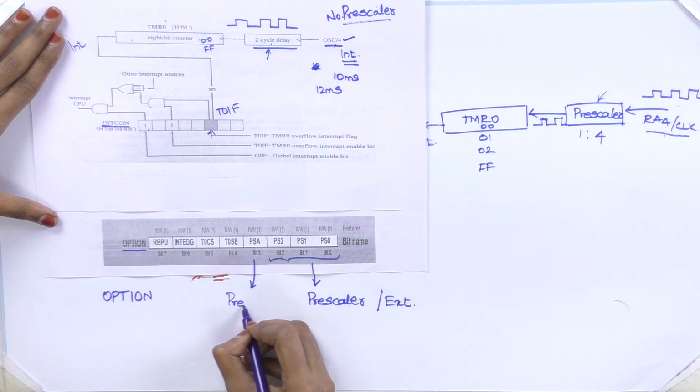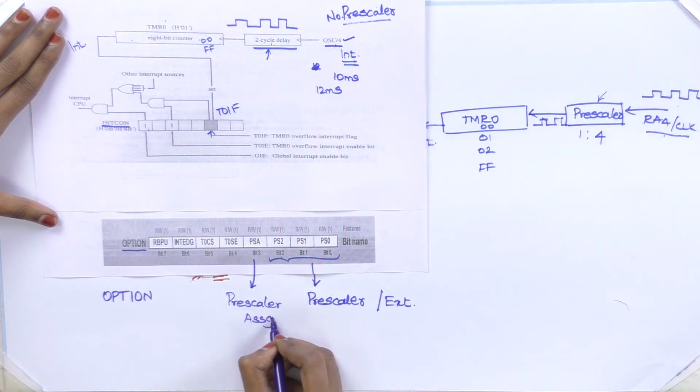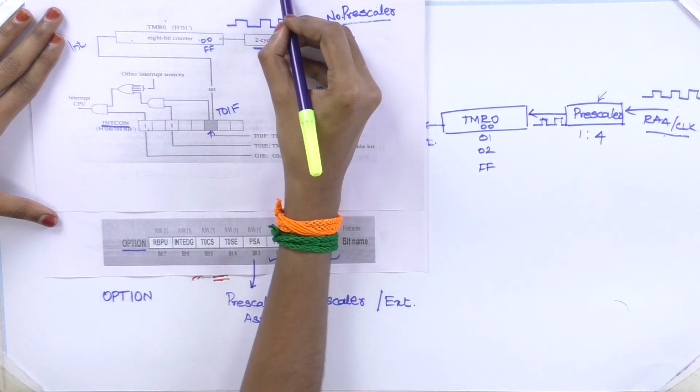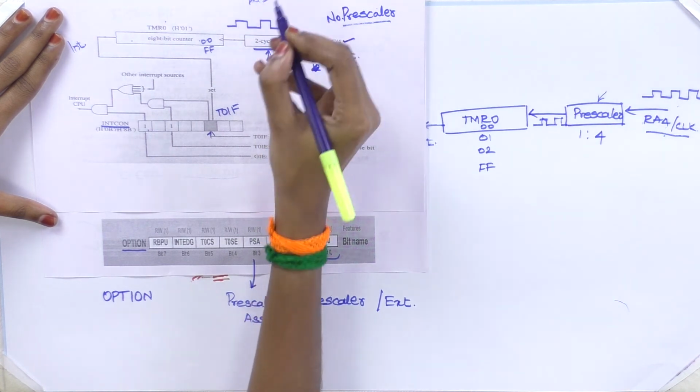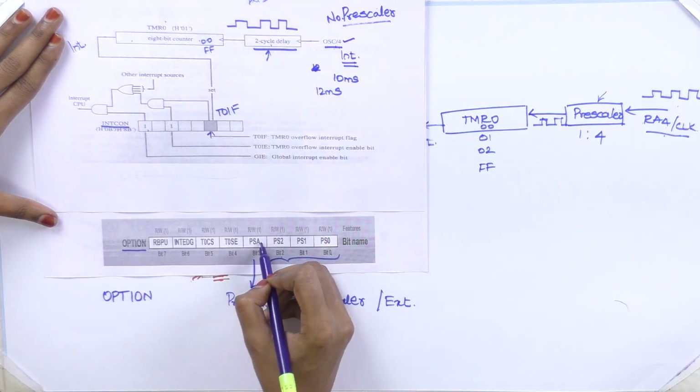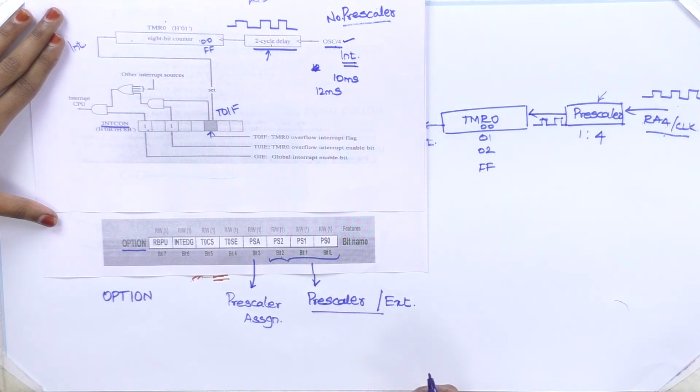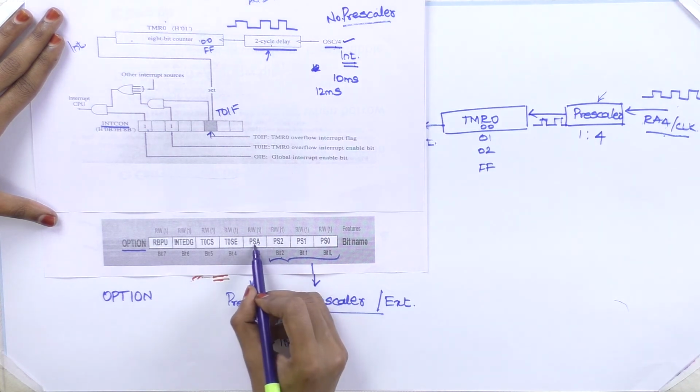Then PSA, which is nothing but prescaler assignment. As I have already told you, this timer 0 can be used for timer function as well as for watchdog timer. So this bit will define whether we are using this prescaler value for the timer or for the watchdog timer. If this is 1, it means we are using it for timer. If it is 0, it means we are using it for watchdog timer. So that's the purpose of prescaler assignment.